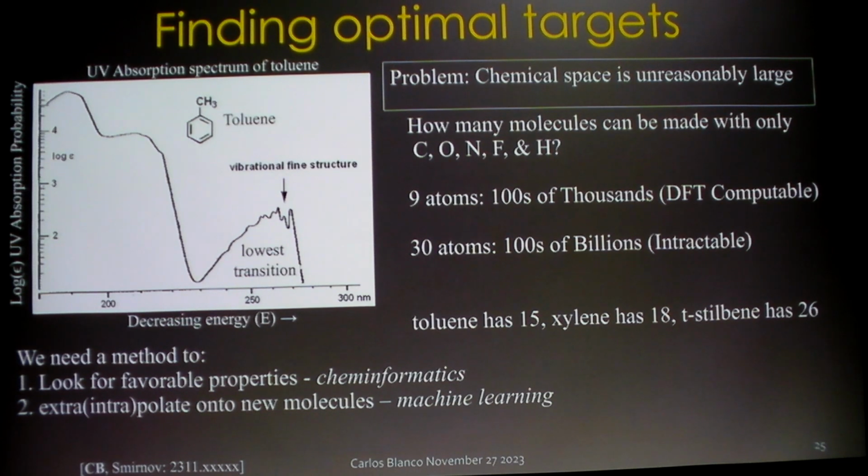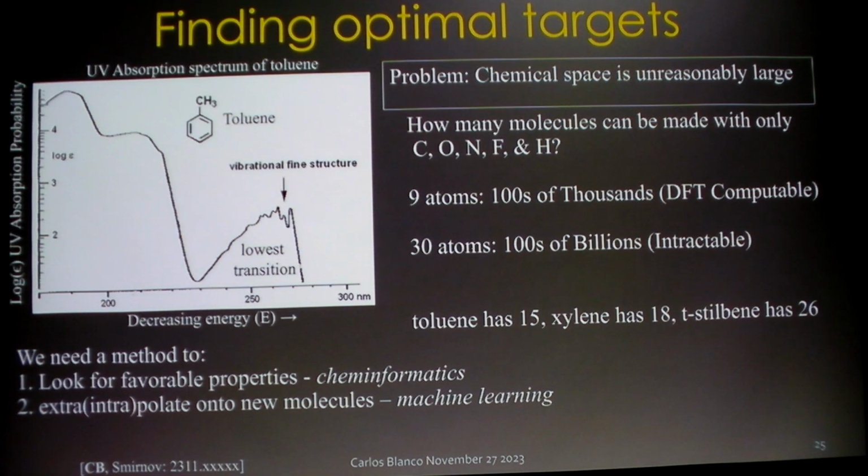So the question you can ask yourself is, how many molecules can I make with just these basic atoms? If you have 9 atoms, you can make hundreds of thousands of them, and that's kind of computable. You can do density functional theory on this many molecules, and it'll take a ridiculously long time, but you could do it, at least in principle. But when you go up to 30 atoms, you're now totally intractable. There's not enough computational power in the world currently to do this.